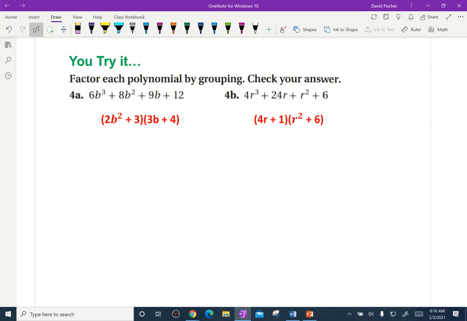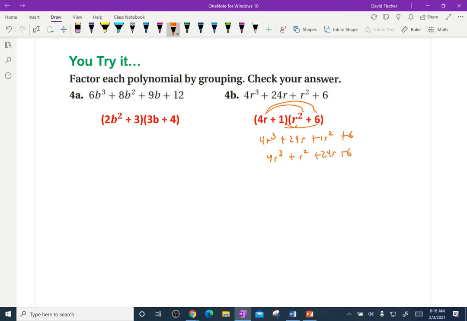4r plus 1 and r squared plus 6. Now up there where they said check your answer, here's what would happen if I was checking my answer. That would be a 4r to the third plus 24r's plus 1r squared plus 6. And then I would put it in order. 4r to the third plus r squared plus 24r's plus 6.